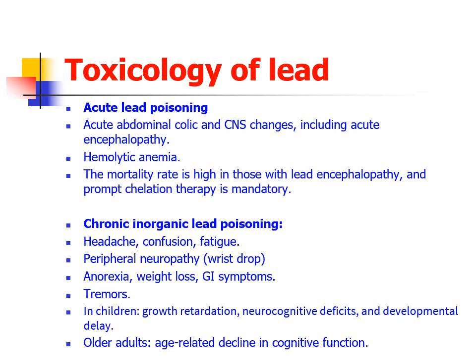Chronic inorganic lead poisoning, some of the symptoms and signs: headache, confusion, fatigue, peripheral neuropathy, for example wrist drop, anorexia, weight loss, and GI symptoms. Tremors in children, growth retardation, neurocognitive deficits and developmental delay, and in older adults also age-related decline in cognitive function.